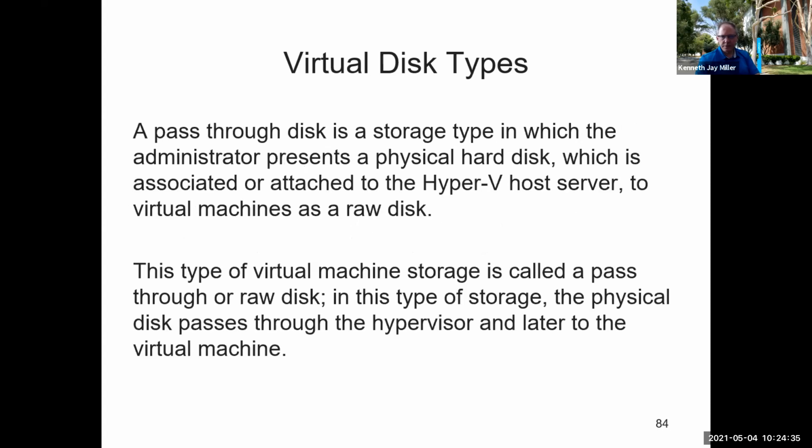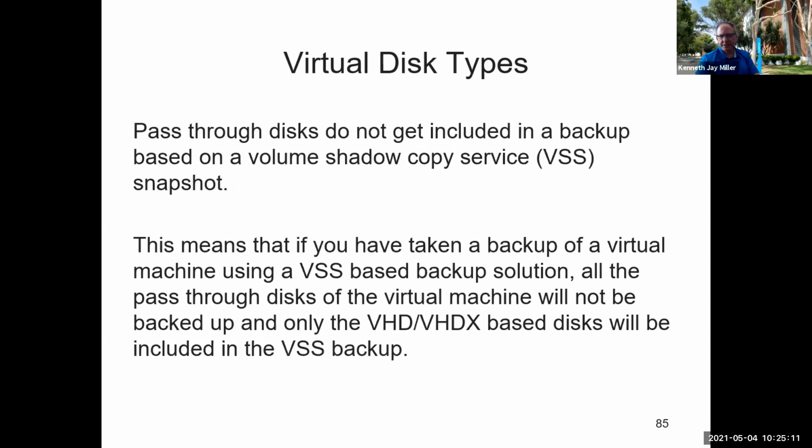Okay, and then the last type of disk is a pass-through disk, and this is a disk which is attached to the local server, the Hyper-V host server, and then it's not used by the host server, but it is passed to the VM so that it can use it as a raw disk. So in this type of storage, the physical disk passes through the hypervisor, and then later is used by the virtual machine.